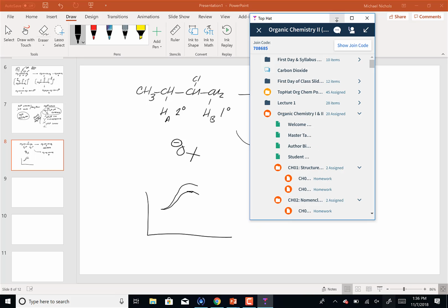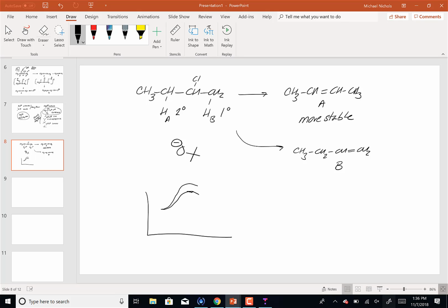So why did anybody who voted for B, why did you vote for B? Or if you want to make a case for A, make a case for A. Peter: B is a primary and it's more reactive, so it's more likely to lose the hydrogen, and I believe it's less sterically hindered, so it'll be easier overall to take the hydrogen. All right, let's start your answer at less sterically hindered.